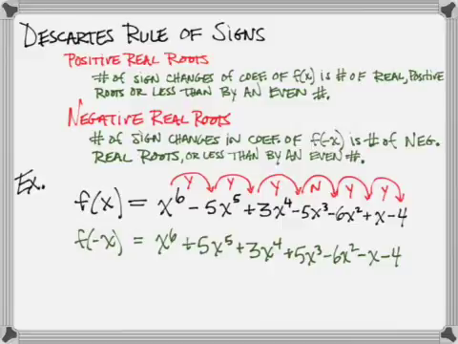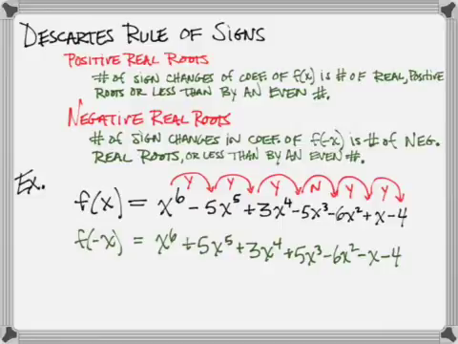So the number of positive real roots is going to be at most what? 5. Or it could be 3, or 1. It can't have 4 of them.